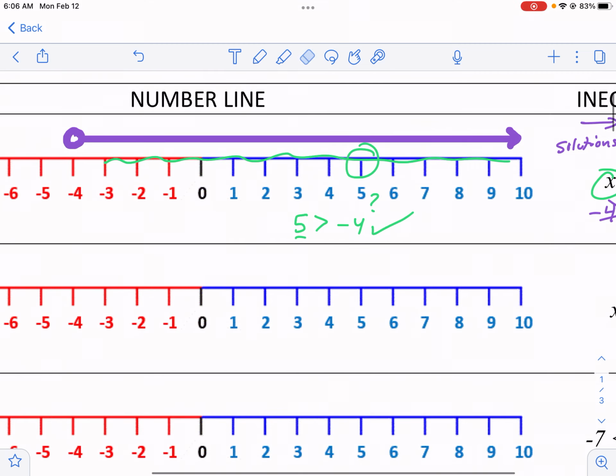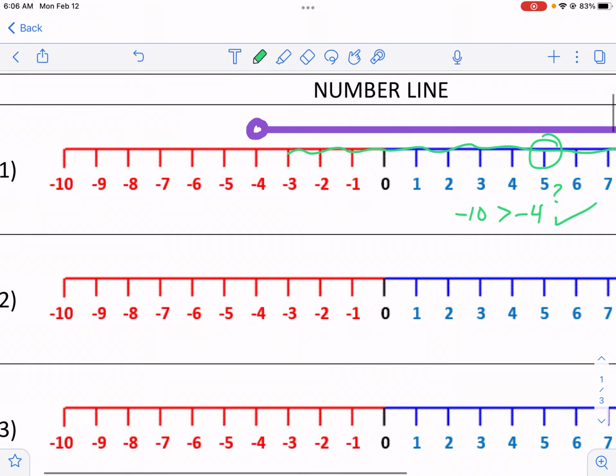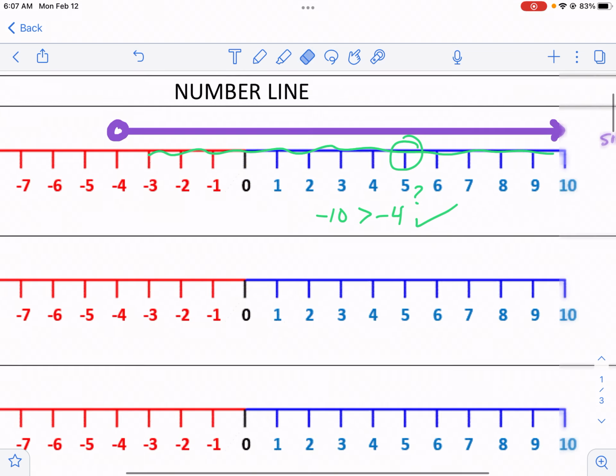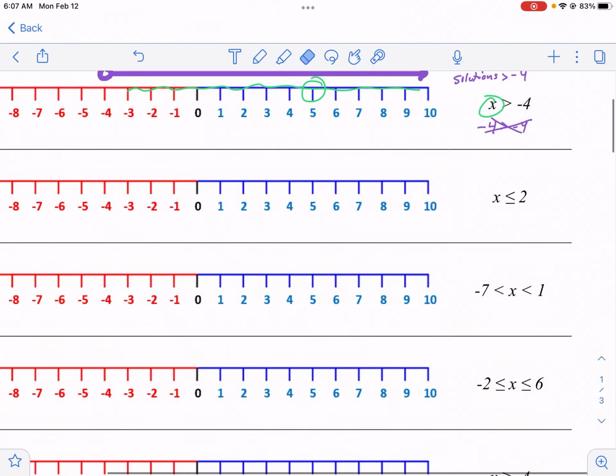Conversely, I could test a number that's to the left of this critical point, -4. Is -10 bigger than -4? And the answer is no. -10 is not, and none of these numbers to the left are going to be solutions. Therefore, we need to shade our line to the right. Okay, so that's how we do these basic ones.